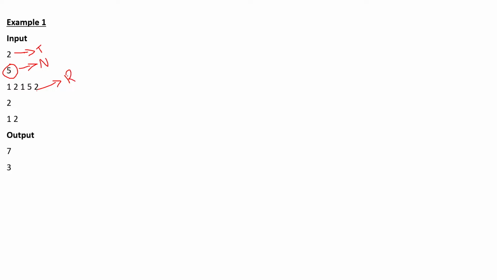Now the ranking we are storing in the form of an array. Now we are having 5 employees. For each employee we are having some ranking, right? So the first employee has rank 1, the second employee has rank 2, the third employee has rank 1, the fourth employee has rank 5, and the fifth employee has rank 2. Okay, now what is the condition?